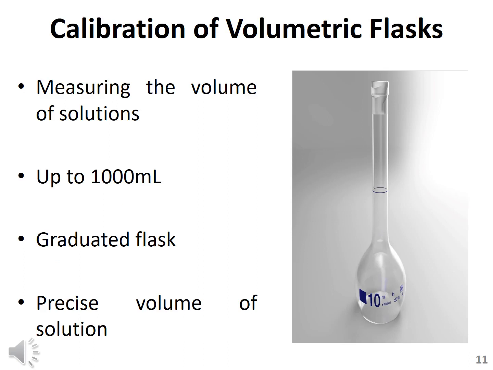The first glassware, which is the volumetric flask, we are going to show you the process of calibration. How will you calibrate these volumetric flasks? In this picture, you can see a 10 ml volumetric flask. It's a round bottom with a long neck, and on the neck, in the middle of the neck, there is a circle. There is a mark.